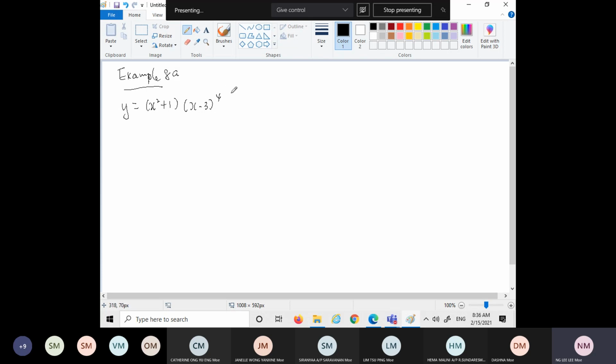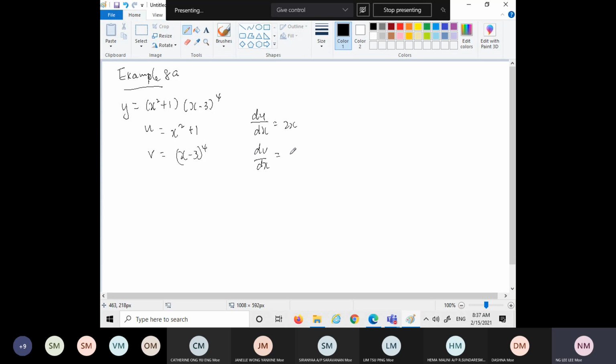Okay, so same thing. I will let the first expression be u and the second expression be v, (x minus 3) power 4. I will differentiate the first expression with respect to x, so 2x. Is it the same question? Power 4? Oh no, just now it's a power 2.